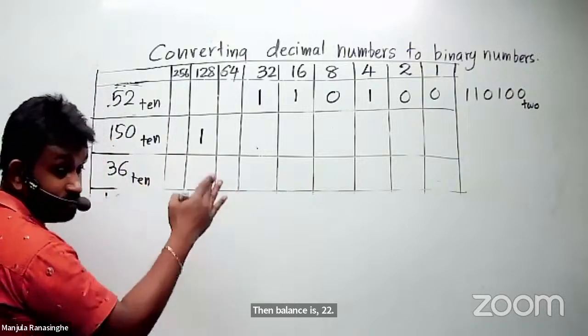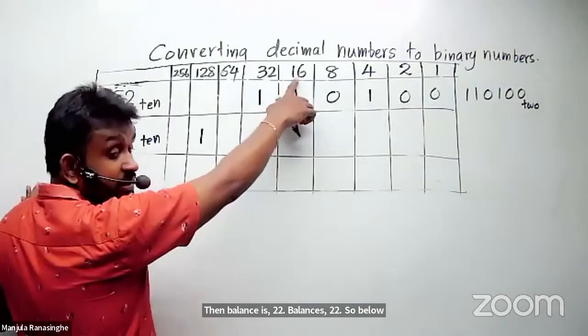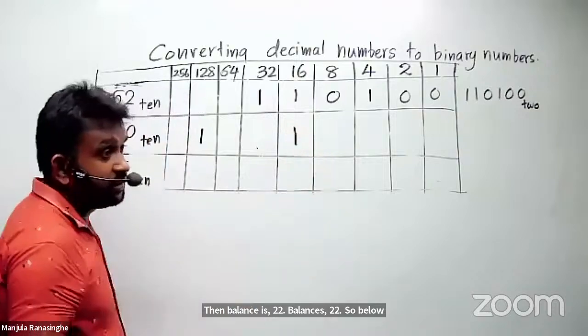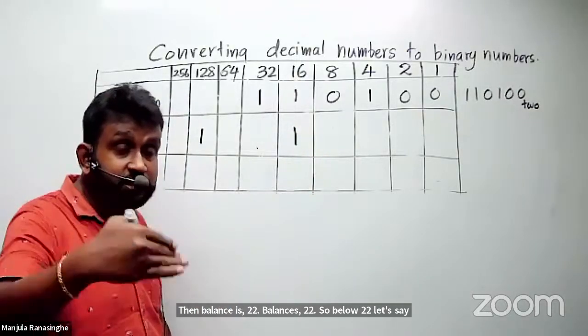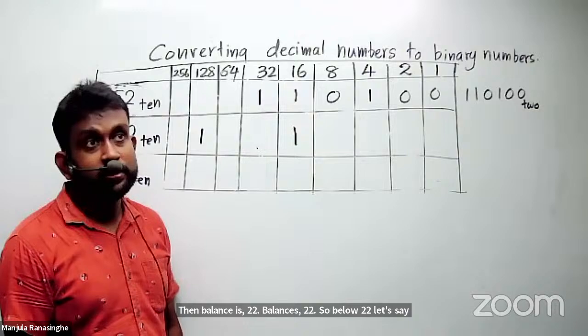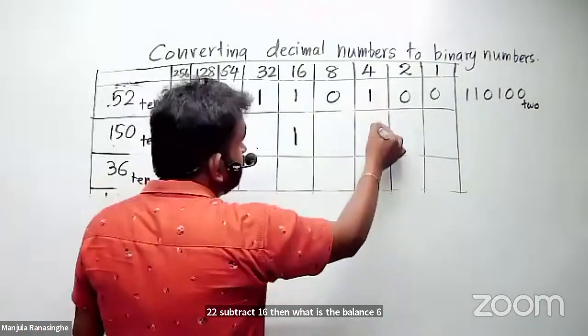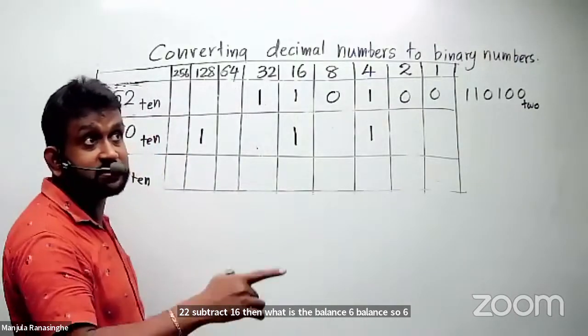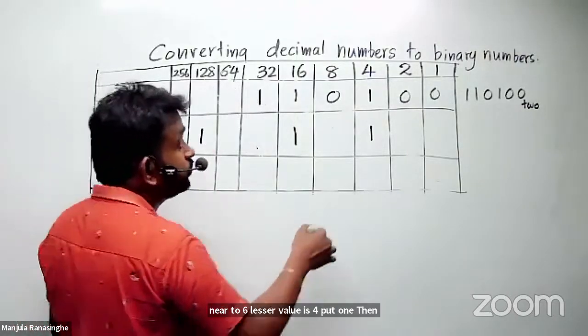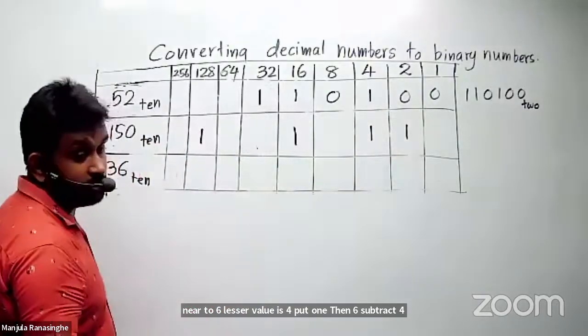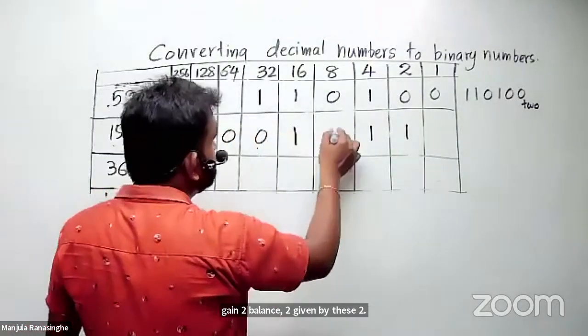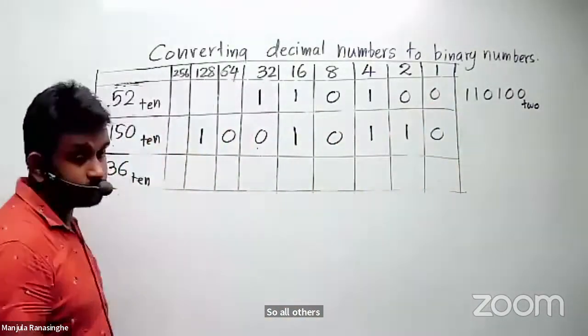So below 22, the lesser place value is 16. That would be 22 subtract 16. Then what is the balance? 6 is the balance. So near to 6, the lesser value is 4. Put 1. Then 6 subtract 4 gives 2 balance. 2 is given by this 2. So all the others in between give zeros.